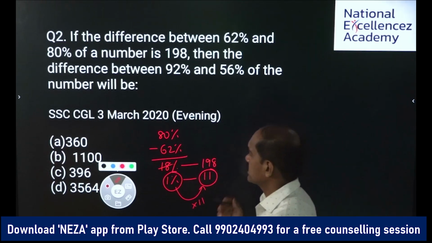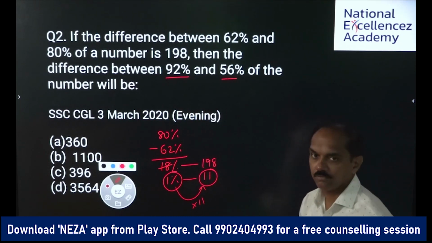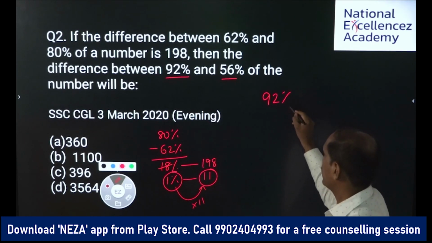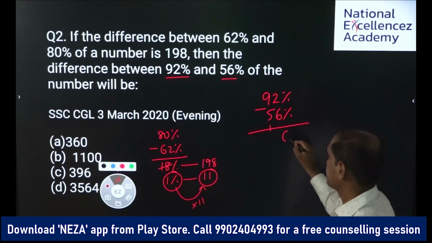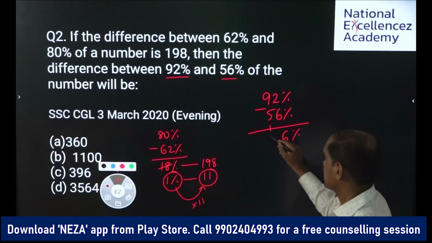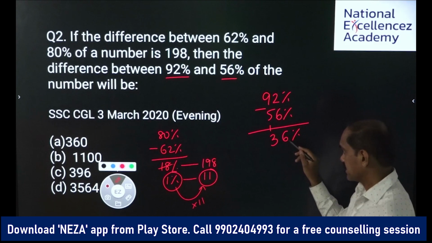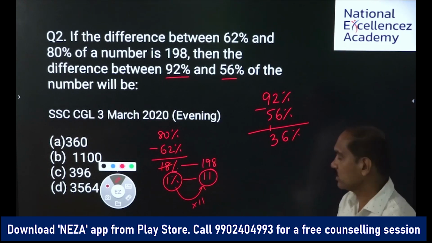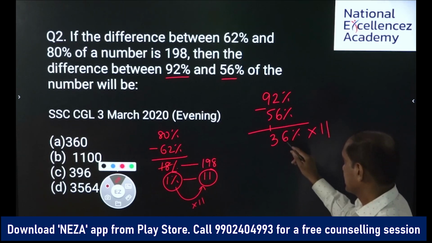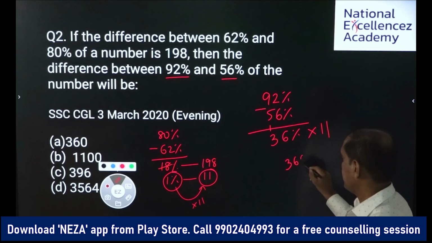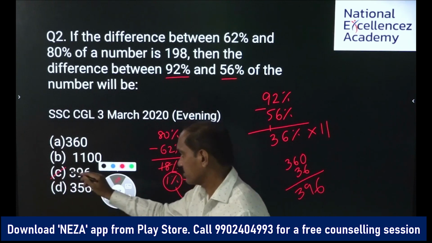Okay, we will do the same thing here. We want the difference between 92% and 56%. 92% and 56%. We want the difference. 12 minus 6, 9 minus 6. And if you want this percentage to be in absolute numbers, then you will have to multiply it by 11. 36 tens are 360 plus 36. The final answer is 396, which is there in the third option.